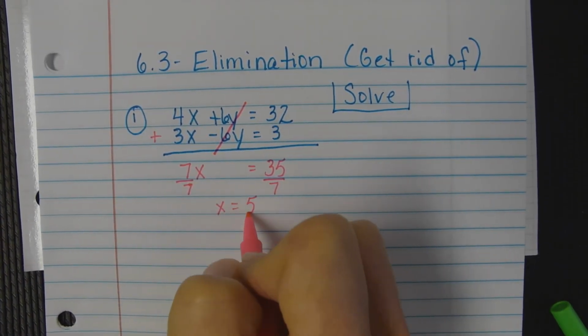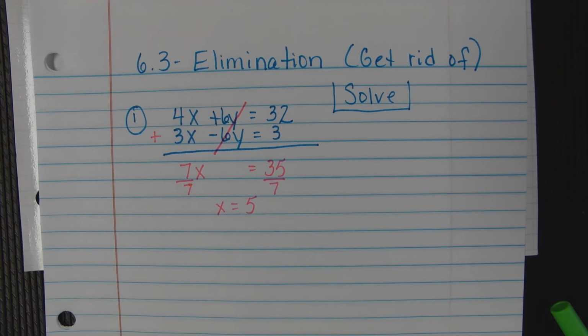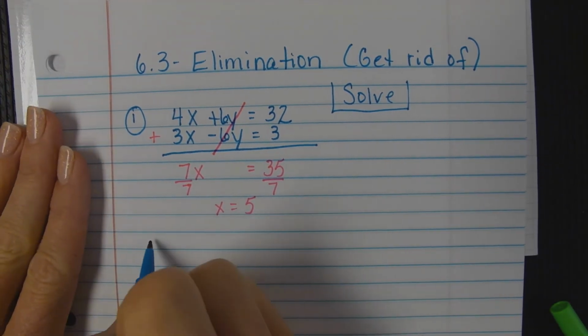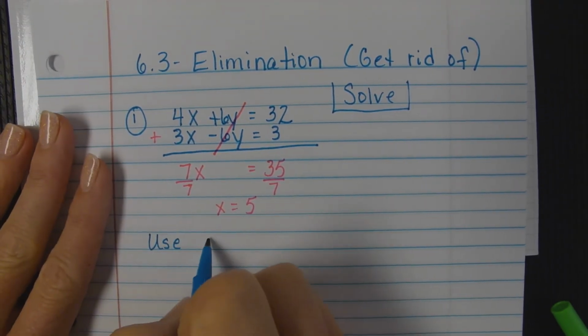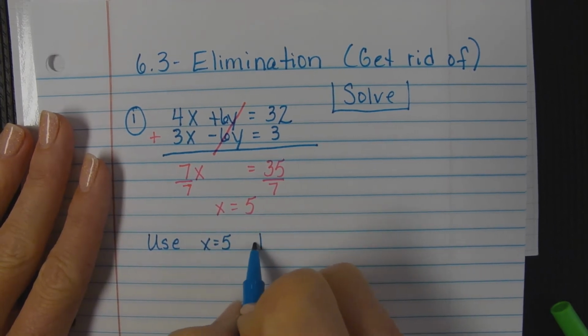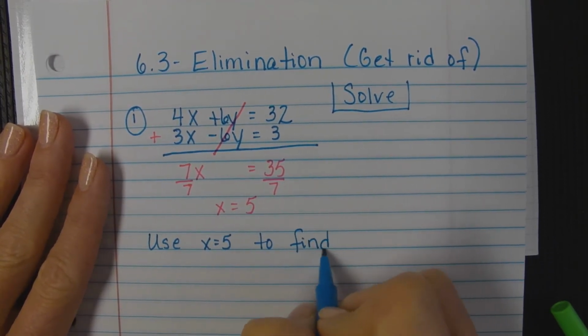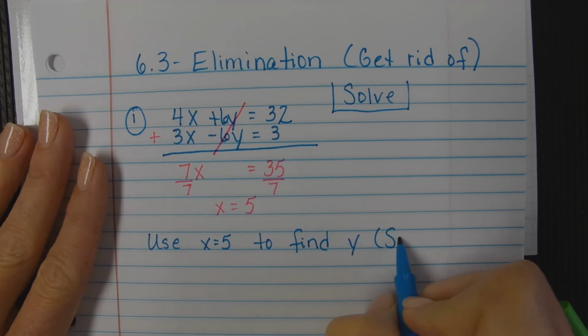Now, find y. So we actually are doing a little substitution because you're getting ready to replace the x variable with 5. Use x equals 5 to find y, which is actually called substitution.